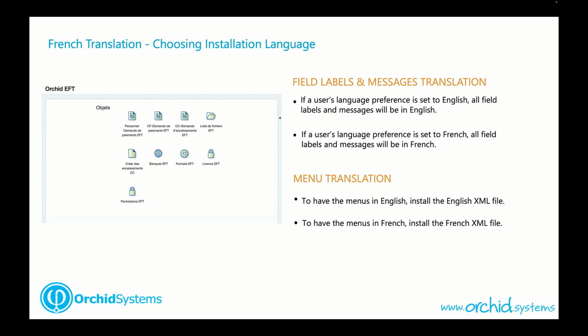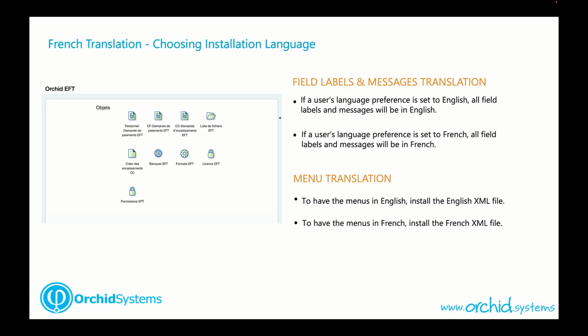One thing we cannot translate dynamically is the menus. So if you want the menus in English, install the English XML file. That's the scenario where most of your users have English language preference, but a few users have the French language. They would still see the menu in English, but everything else would be in French.